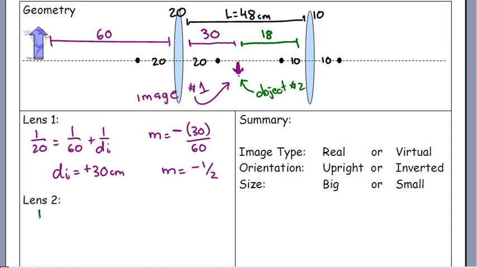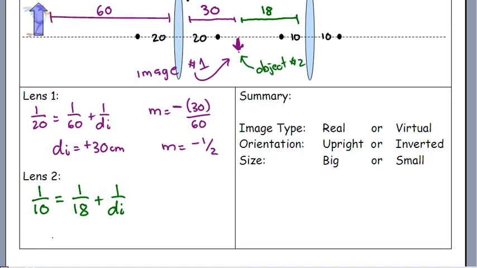For lens number two, 1 over its focal length of positive 10. It's a nice lens. And then the object distance, we'll have a 1 over 18. And then the image distance, 1 over di. And so you run the numbers on that on your calculator, and you find the image distance is positive, so it's real, it's going to work, after the lens, 22.5 centimeters.